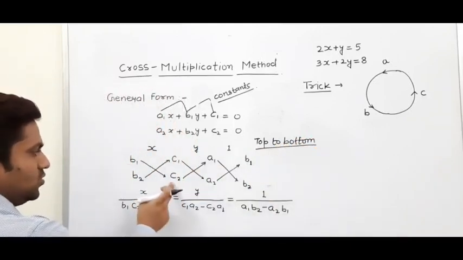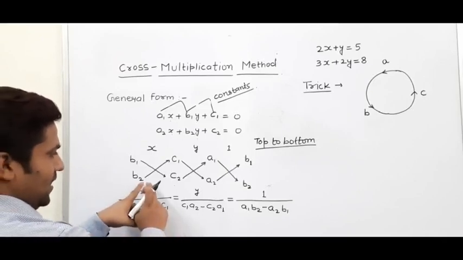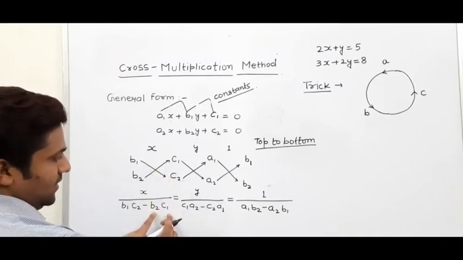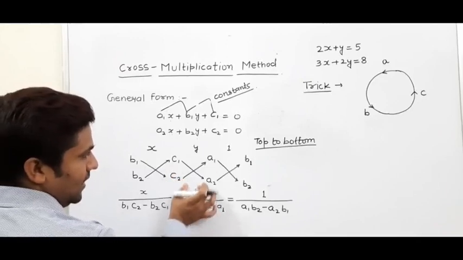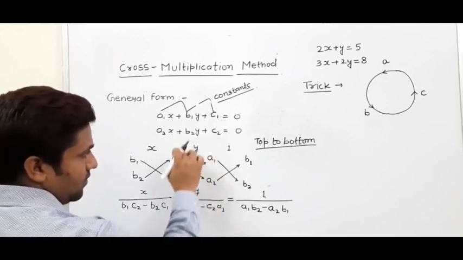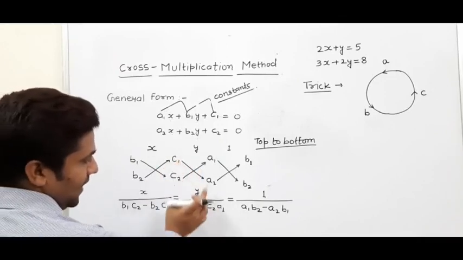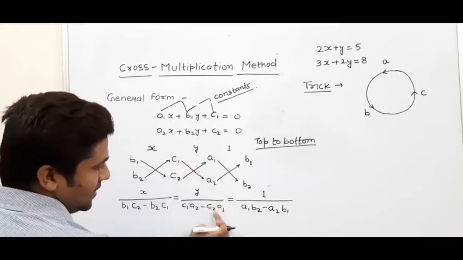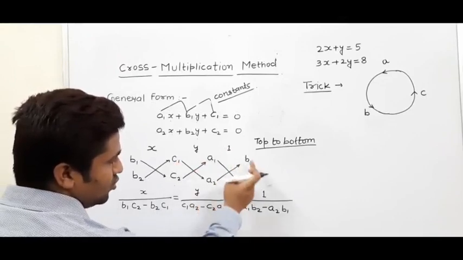It means B1C2 with a negative sign, minus sign here, and B2C1, okay, B2C1 equal to, there should be the symbol of equality here, and again for the term containing y, what we are going to write down, that is top to bottom, it means C1A2 and minus C2A1, again it is very simple, and equal to 1 upon A1B2 and A2B1.